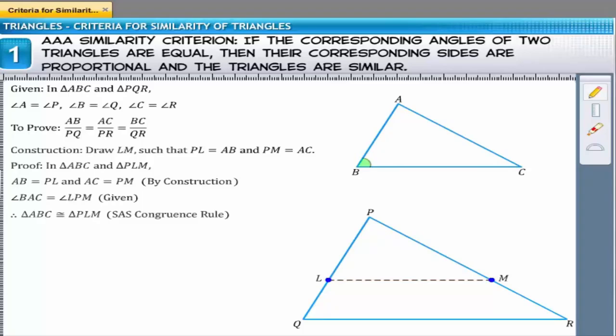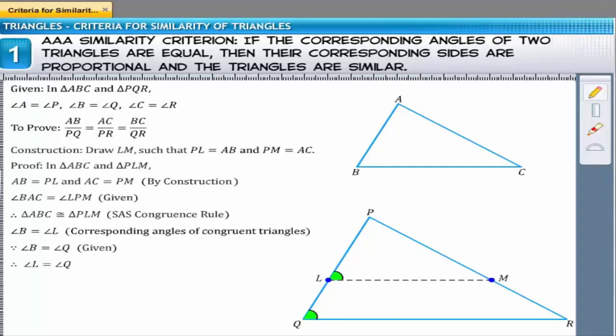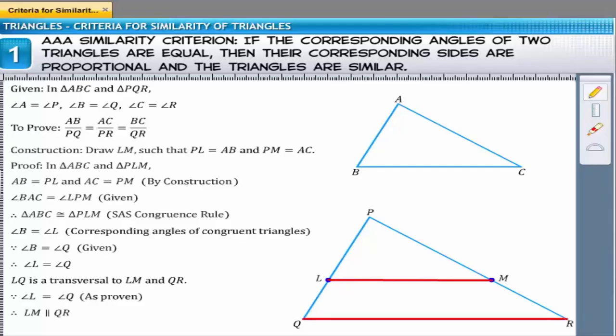Now, let's consider angle B and angle L. These two angles are equal as they are corresponding angles of congruent triangles. It is also given that angle B is equal to angle Q. Hence, angle L is equal to angle Q. Now, let's consider LQ. Observe that it forms a transversal to LM and QR. Since angles L and Q form a pair of corresponding angles that are congruent, LM is parallel to QR.